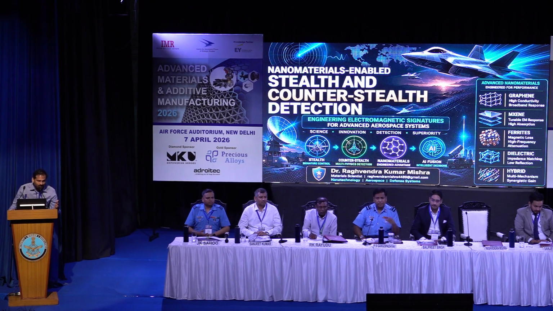Graphene is electrically conducting. Why? Because it has free surface charge, and MXene also has free surface charge; these are 2D nanomaterials. Ferrite has magnetic properties, and dielectrics help to create nanodielectrics in the polymer system. So these are all the properties used to design stealth and counter-stealth technology.